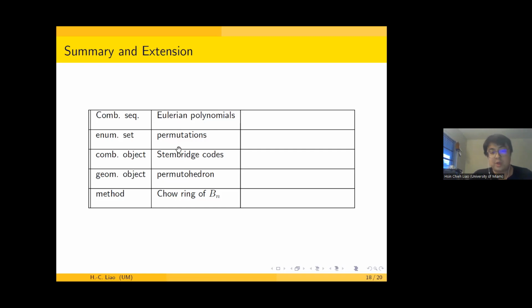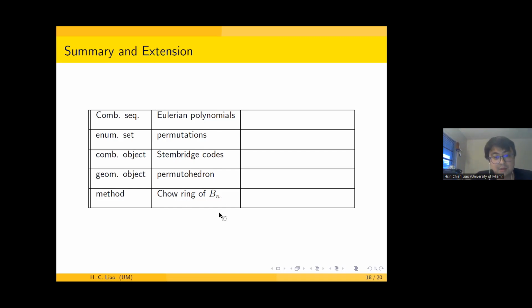And the combinatorial object we care about is the Stembridge codes, and the geometric object corresponding to this is the permutohedron. We show that these codes and the basis of the cohomology of this toric variety are kind of the same thing, and we do this by viewing the cohomology as the Chow ring of the Boolean matroid.